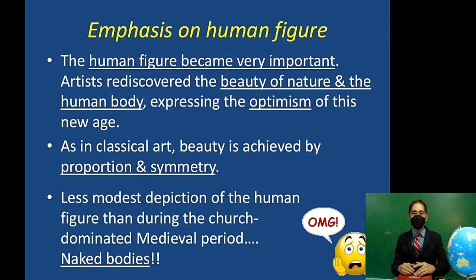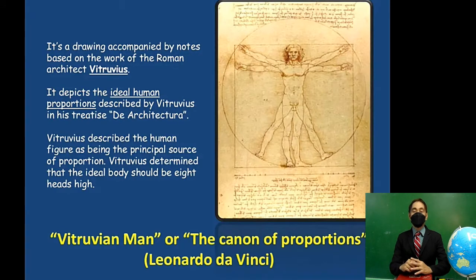As in classical art, proportion and symmetry are always applied in their artwork. Less modest depiction of the human figure than during the church-dominated medieval period. So most of the sculptures of the Renaissance were naked bodies.